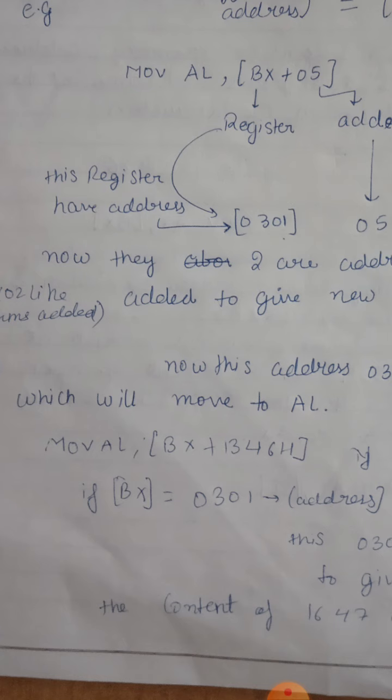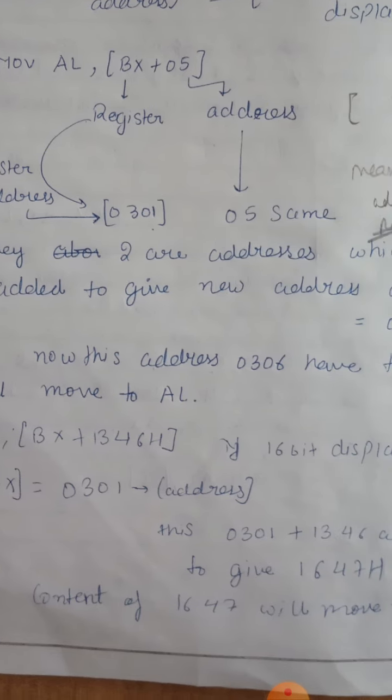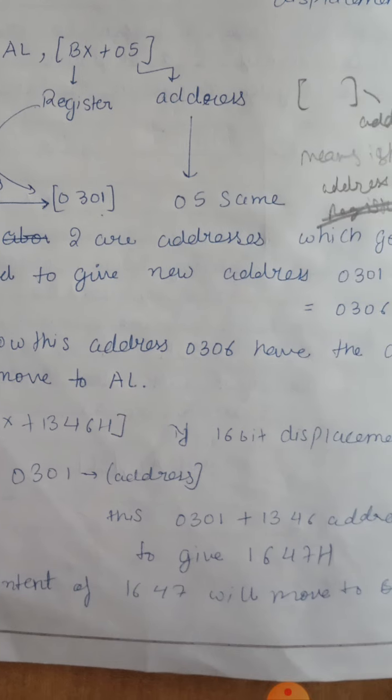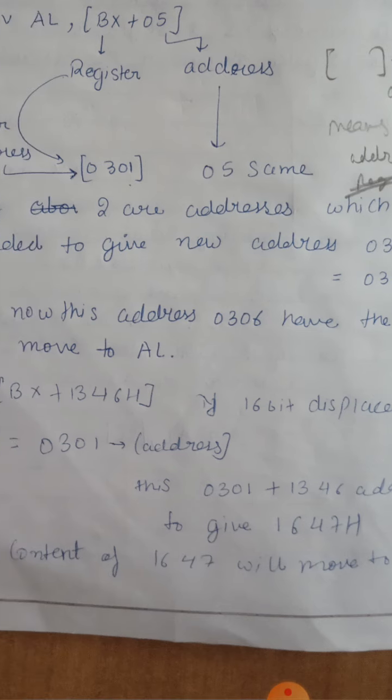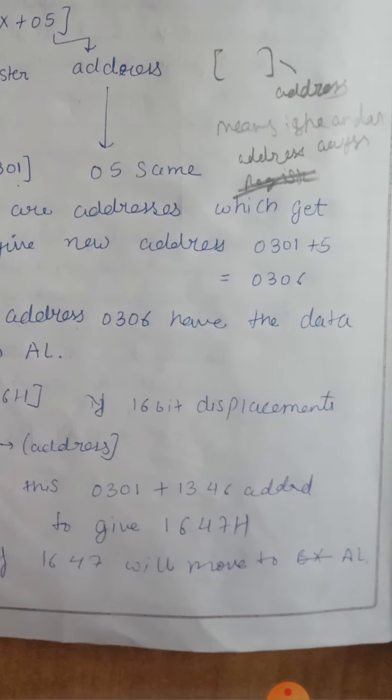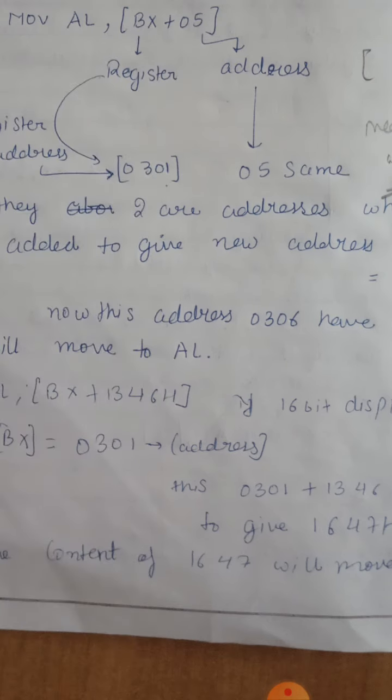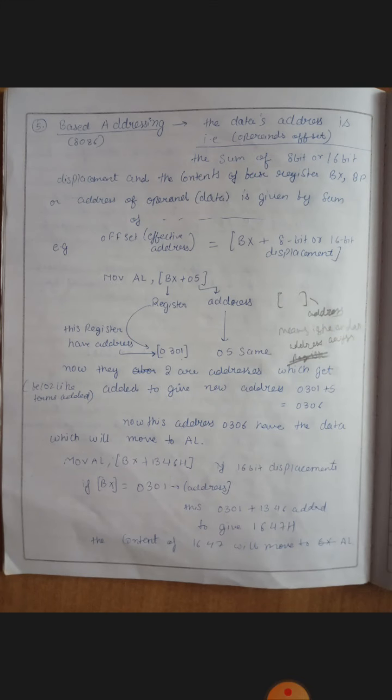Writing this as MOV AL, [BX+1346]: BX has a particular address, and that address is summed with 1346 to give the final destination address. If BX has 0301, then 0301 is added with 1346 to give 1647, and the content at 1647 is moved, that is, at that location the data is placed. This is base addressing.